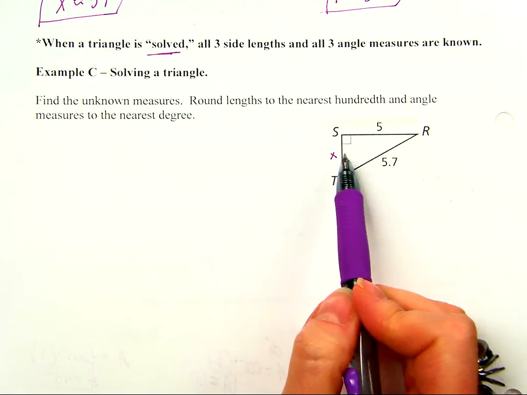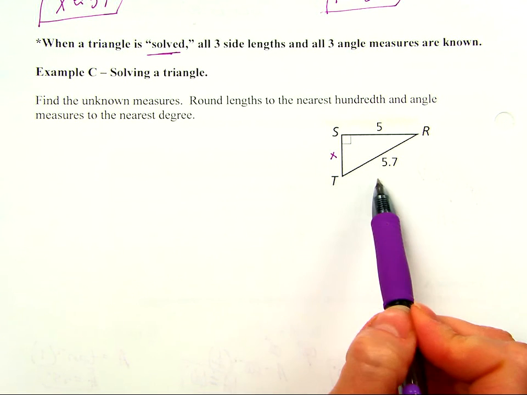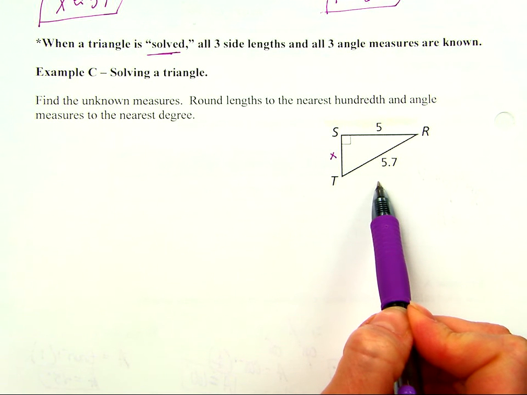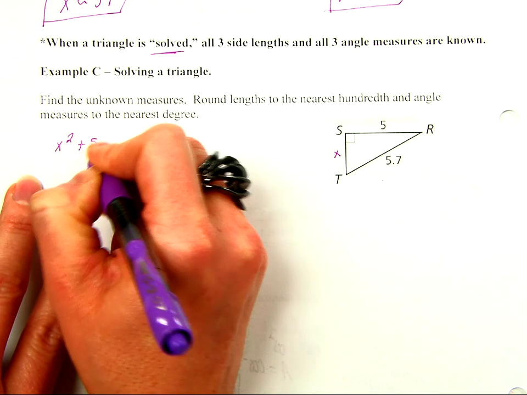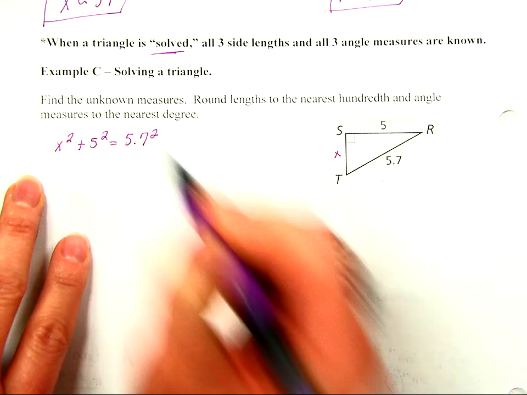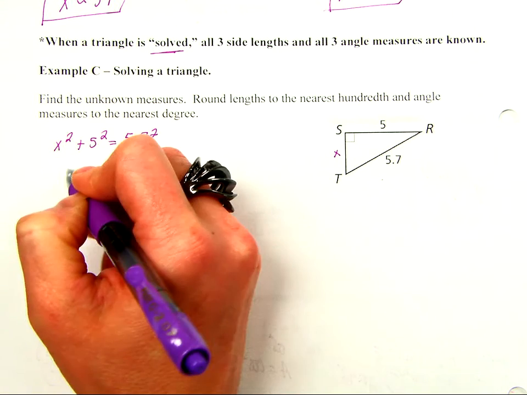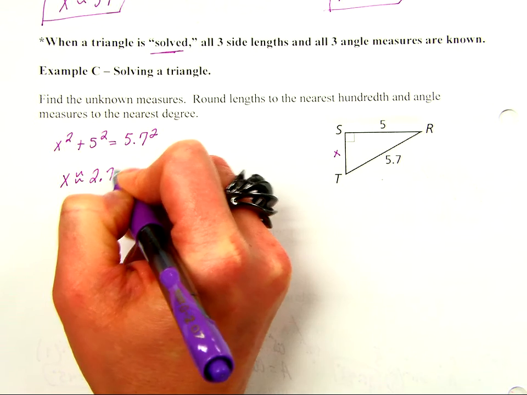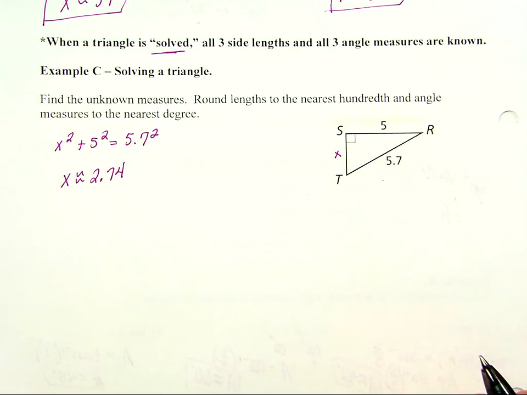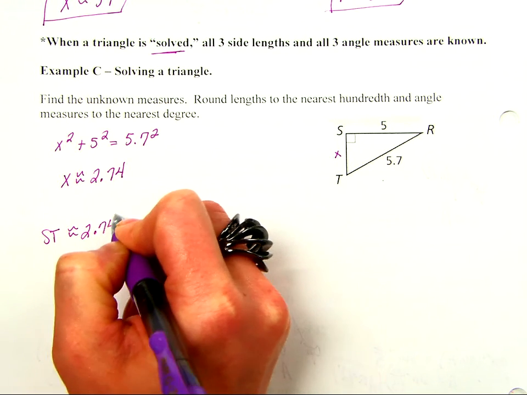When I see finding side ST, I don't know any angle measures currently. The first thing I see is that I could use the Pythagorean theorem. And so I don't have to use my trig ratios to solve for every part of that. I could say x squared plus 5 squared equals 5.7 squared. And I could go ahead and solve that for x. Now, if you solve that through, you're going to find out that x comes out to about 2.74 to the nearest hundredth. So my side ST, let's say, is about 2.74.